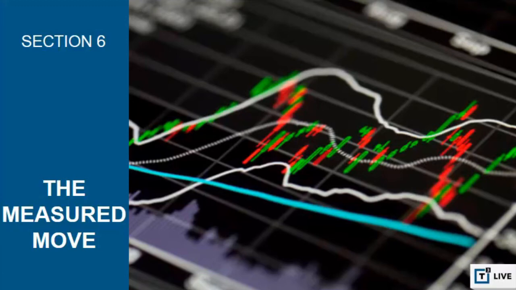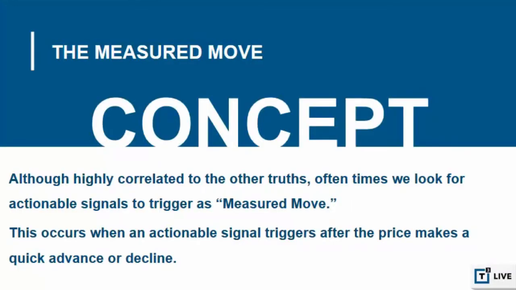Section 6, the measured move. Although highly correlated with the other truths, oftentimes we look for actionable signals to trigger a measured move. This occurs when an actionable signal triggers after the price makes a quick advance or decline. So what do we mean by that?